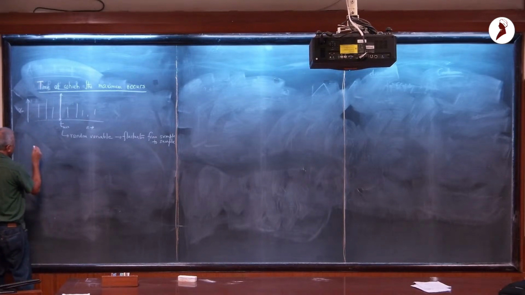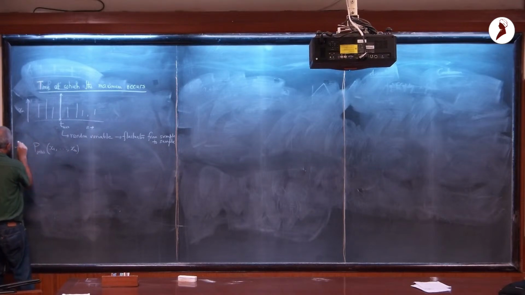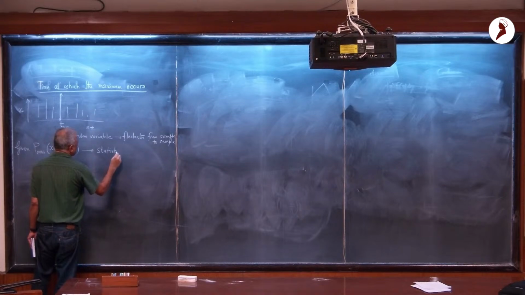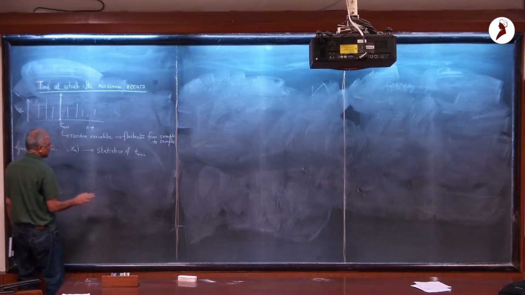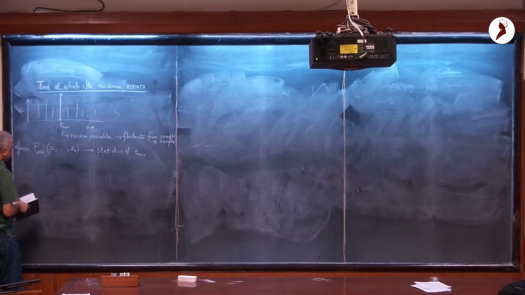So once again, the general structure is that you have a joint distribution of these variables. So given this joint distribution, what can we say about the statistics of T max? Or T min, if you like, the time at which the minimum occurs, same thing. But let's just do one thing, statistics of T max.